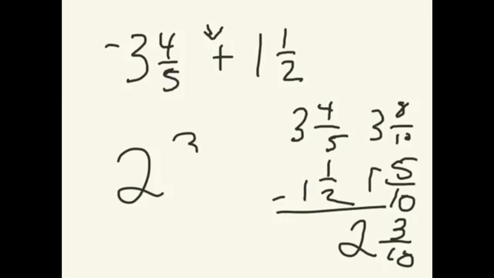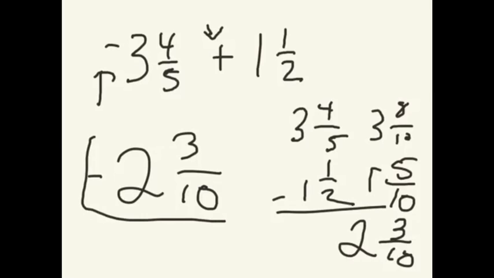So I know my answer is going to be 2 and 3 tenths, but I also have to determine what sign it's going to be. So I look at the 3 and 4/5, it's got a negative, and the 1 and 1/2 is a positive, and 3 and 4/5 is a larger number, so my answer is going to be negative.